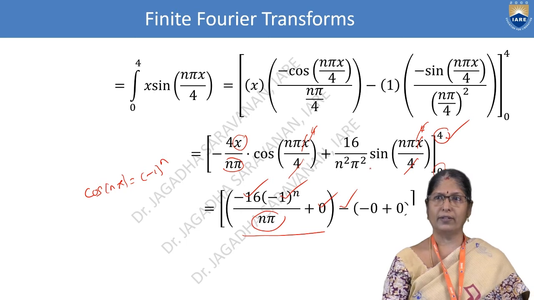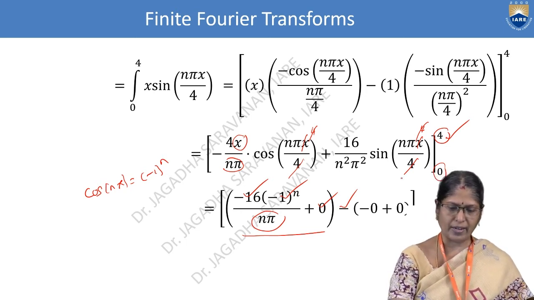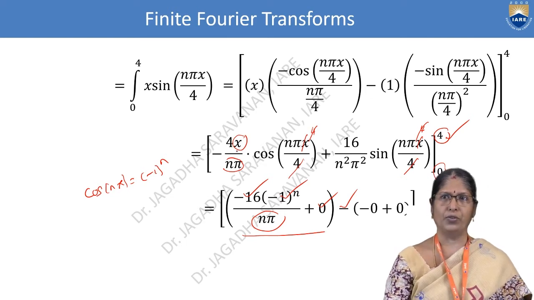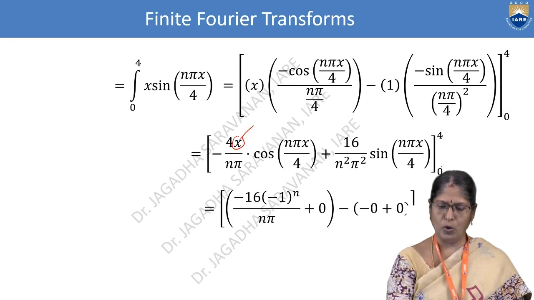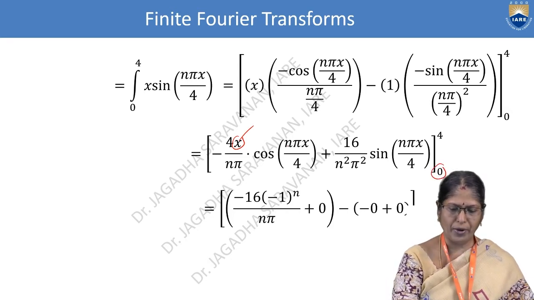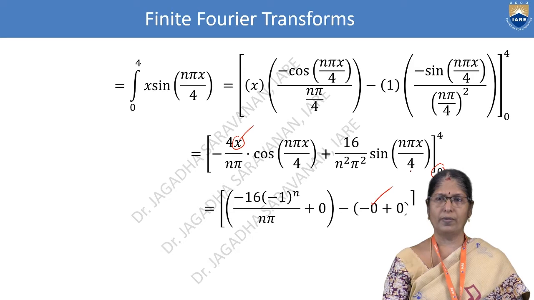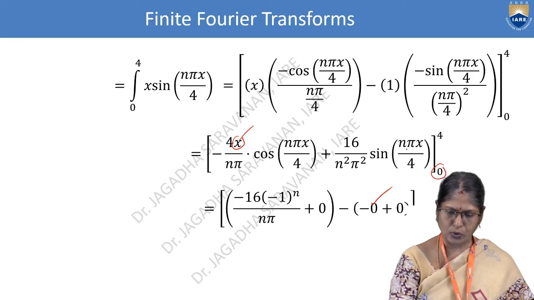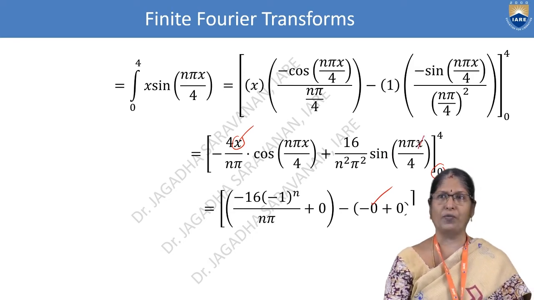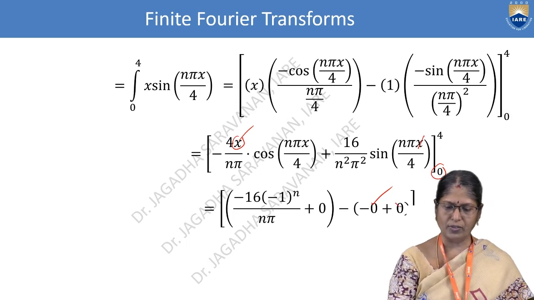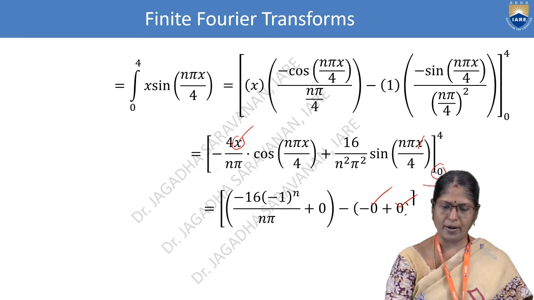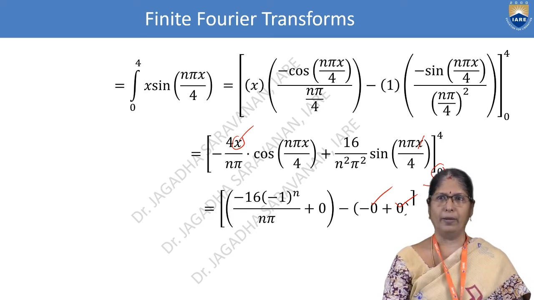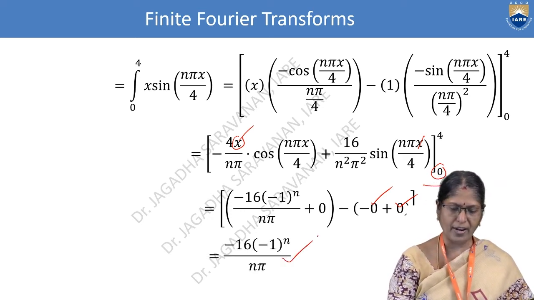Formula minus, and the lower limit is 0. In the place of x we have to put 0. So here x is taking the lower limit: 0 into anything is 0, plus here also sine 0, x plus 0 we are putting, sine 0 is 0. We completed the limit, upper limit minus lower limit. So this is the final answer.